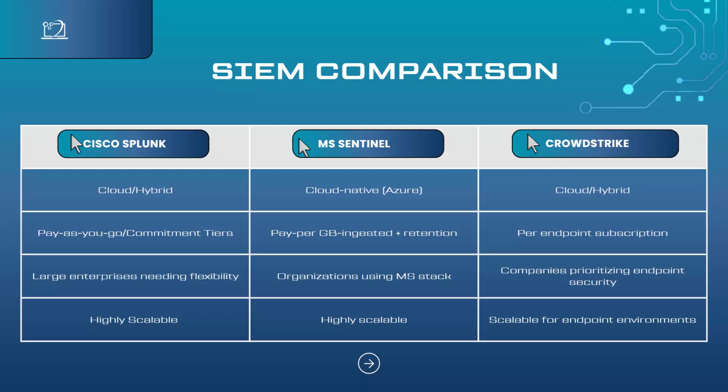And then CrowdStrike is cloud and hybrid. You pay for endpoint subscription. So what I noticed about CrowdStrike is that it's very focused on endpoints, and companies prioritize security, and it's scalable for environments. What happens a lot too, they use both. Like they use Splunk as a log ingester, and then they use CrowdStrike as the EDR point for laptops, phones.